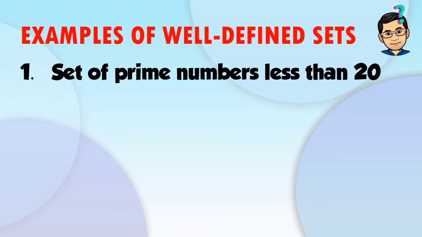Number 1, set of prime numbers less than 20. So, since less than 20 lang siya, pwede naman natin silang ilista. By the way, what is a prime number? A prime number is a number whose factor is 1 and itself. So, halimbawa, ang 5. Ang factor ng 5 ay 1 and 5 lang.